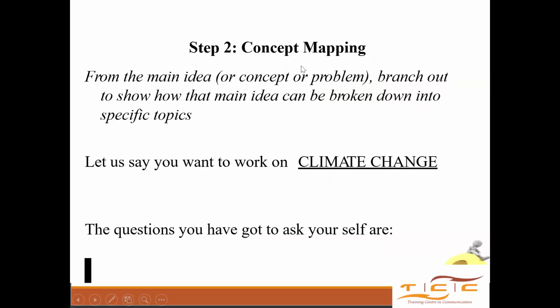Now, when we talk about concept mapping, basically it's what I have been talking about all through. So from the main idea or concept or problem, you branch out to show how that main idea can be broken down into specific topics. Okay, so let's say you want to talk about climate change. I have seen students coming to me and telling me, I want to do a research on the impacts of climate change on fish reproduction in Lake Victoria. Or I want to do a research on the impact of climate change on crop productivity in Kakamega County.